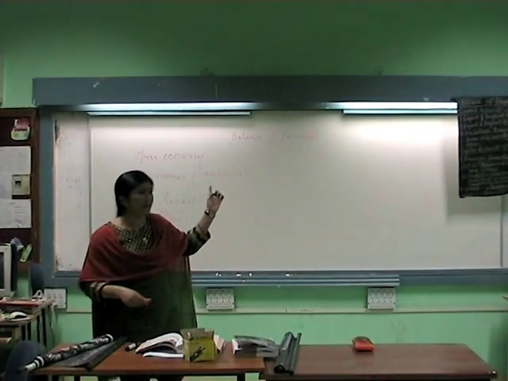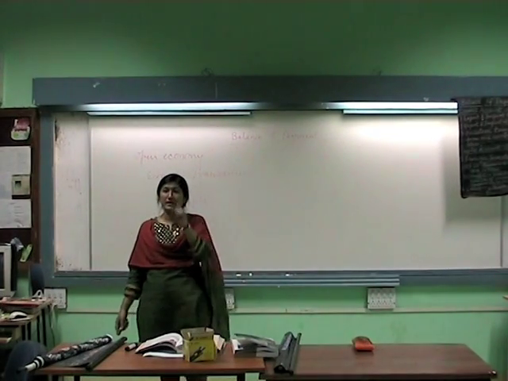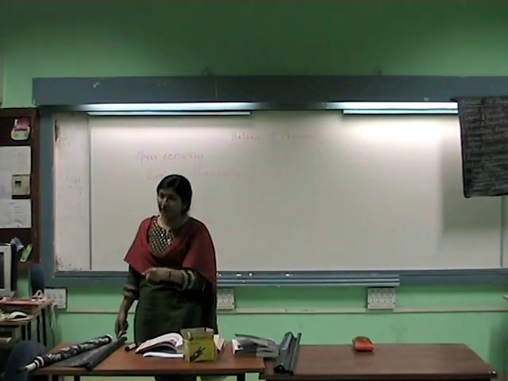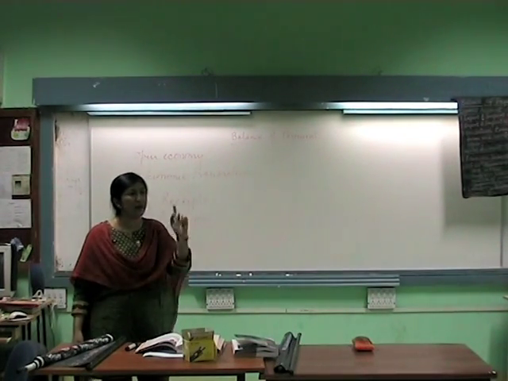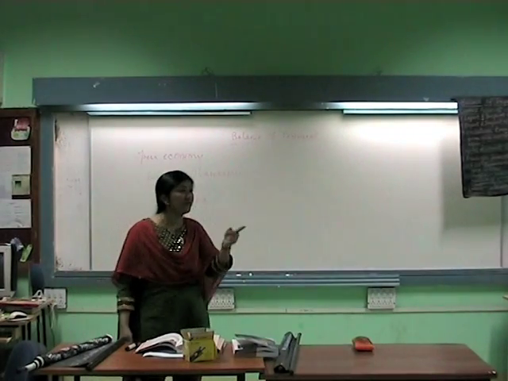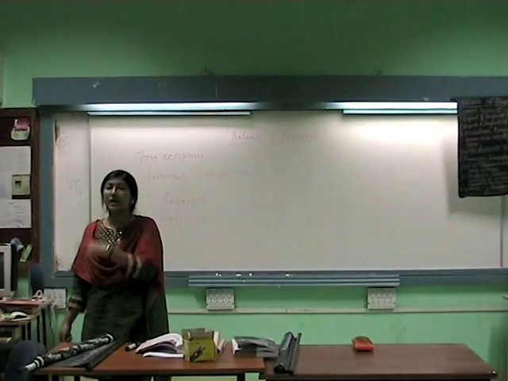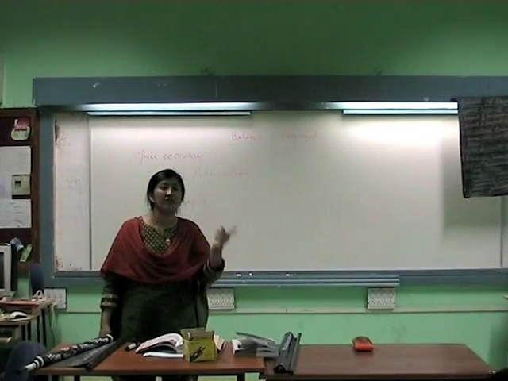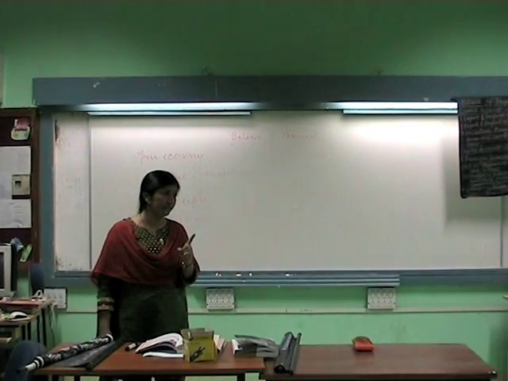Follow? Balance of payment. So what is balance of payment? Balance of payment is a record of all the economic transactions involving receipts and payments, all the records of receipts and payments of all economic transactions is known as balance of payment. Is it clear? 1 mark for definition.